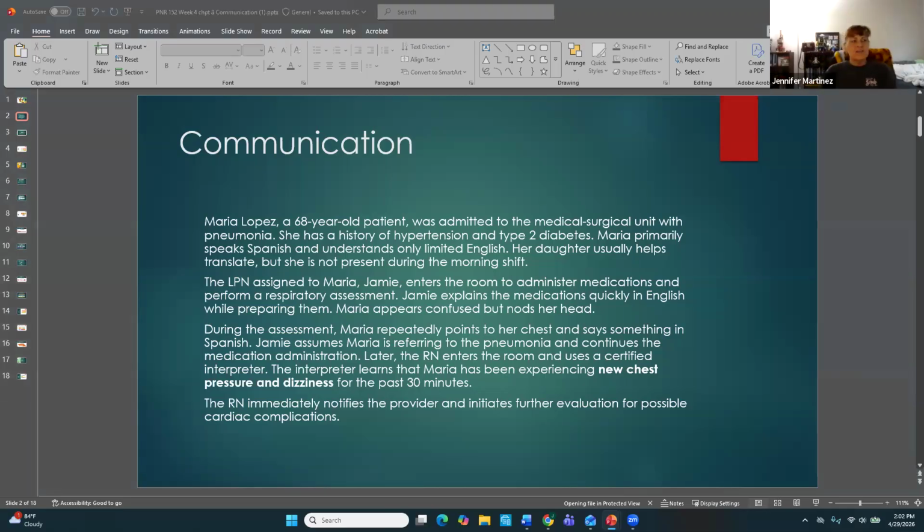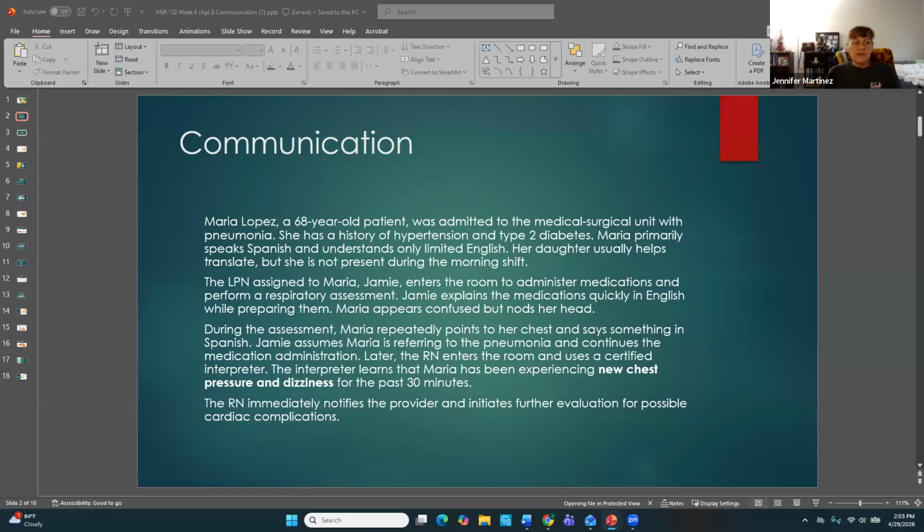communication module. So, Maria Lopez is a 68-year-old patient. She was admitted to the med-surg unit with pneumonia. She has a history of hypertension and type 2 diabetes. Maria primarily speaks Spanish and understands only limited English. Her daughter usually helps translate, but is not present during the morning shift.